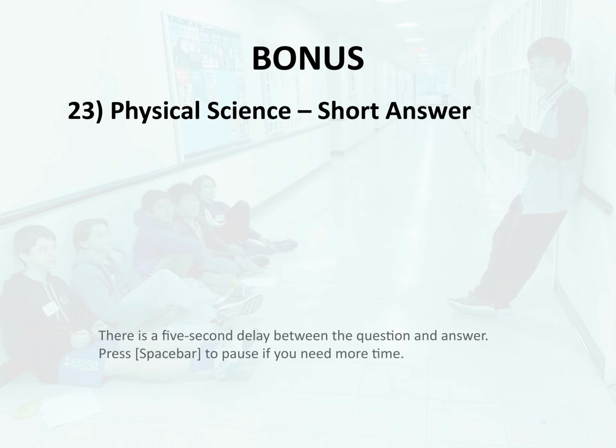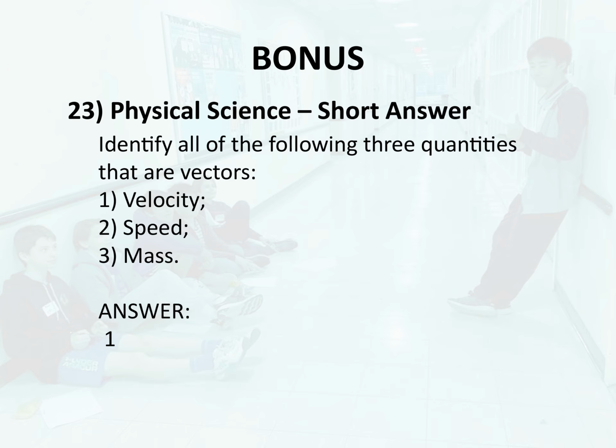Bonus, 23. Physical science, short answer. Identify all of the following 3 quantities that are vectors. 1. Velocity. 2. Speed. 3. Mass. Answer: 1.